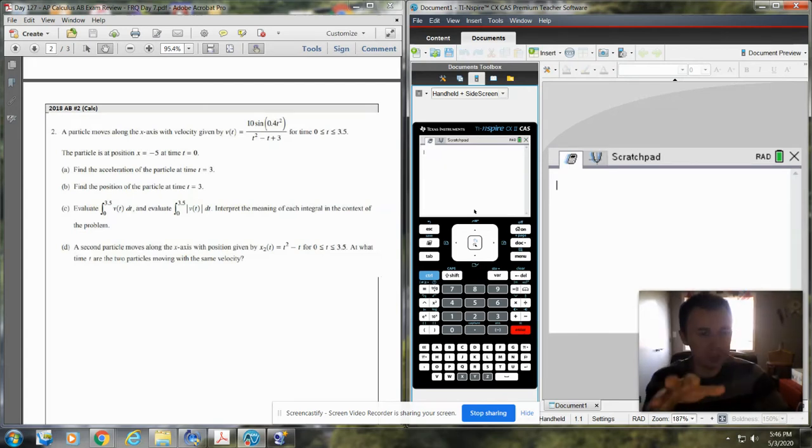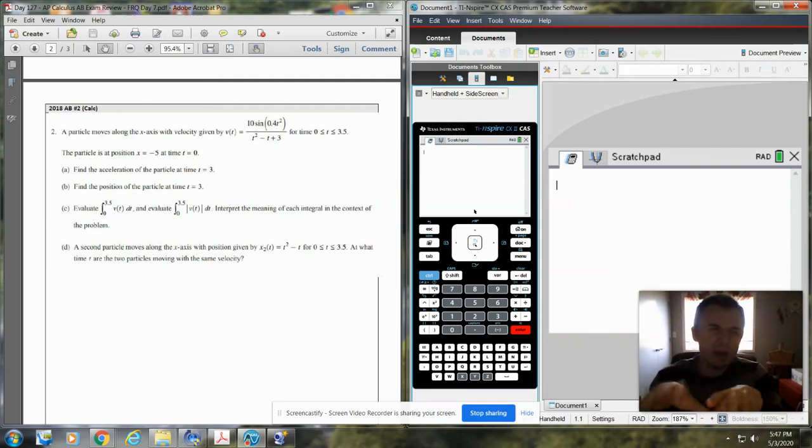So this question, if you recall, they gave us the velocity function of a particle. And right off the bat, they ask us in part A to find the acceleration of the particle at time t is equal to 3. Now, how are we going to do that? Well, recall that the acceleration function is just the derivative of the velocity function. So since we're given the velocity function, we're just going to take its derivative and evaluate it at 3.